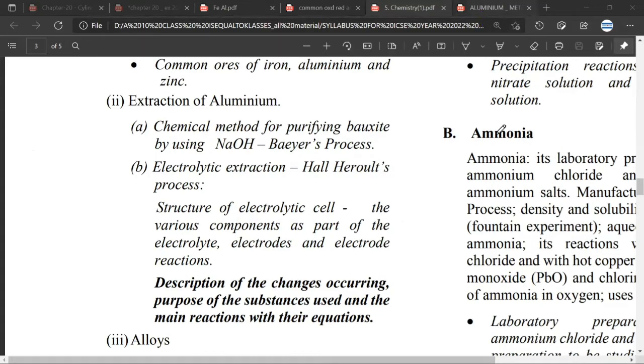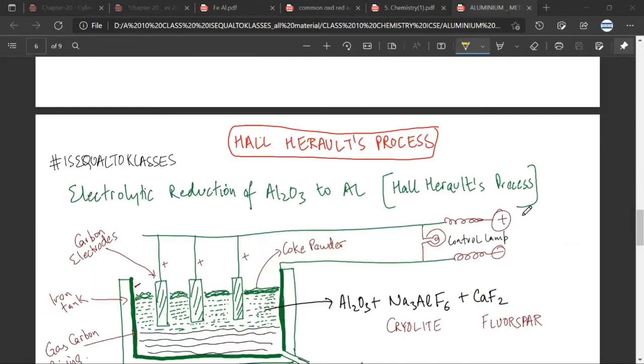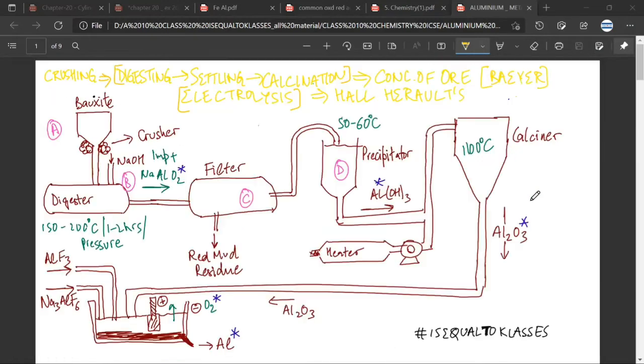So this is the flow chart. Now it has various steps. We'll discuss the temperature, pressure, etc. in detail. But first, I'll just go through the broad outline. I'll give you a bird's eye view of the whole process. So let me show you some real life examples first.